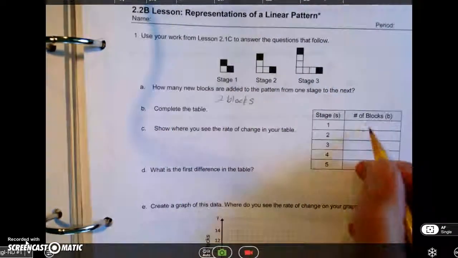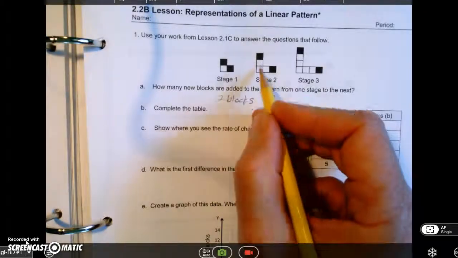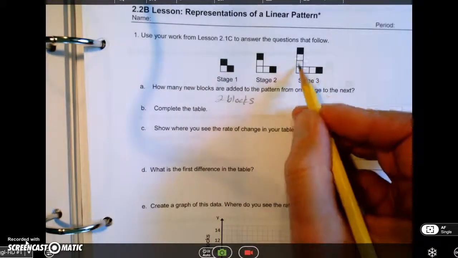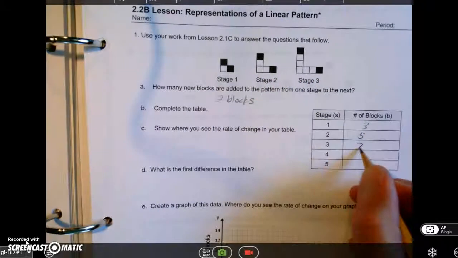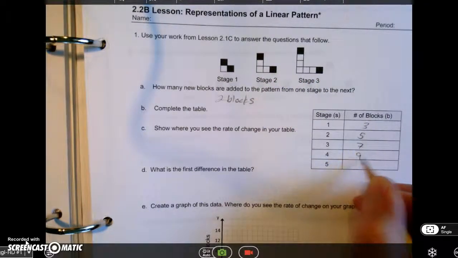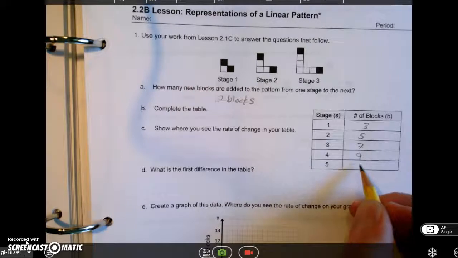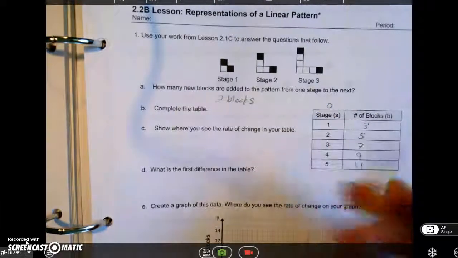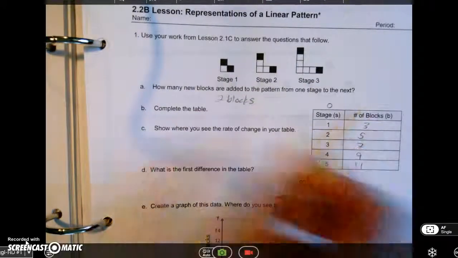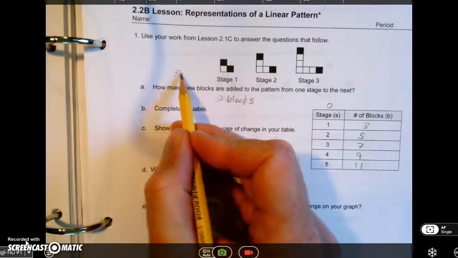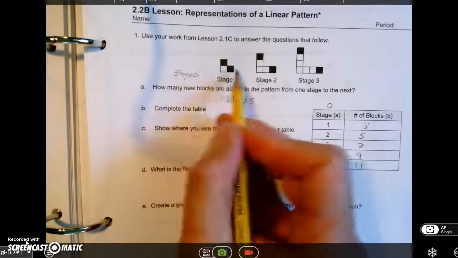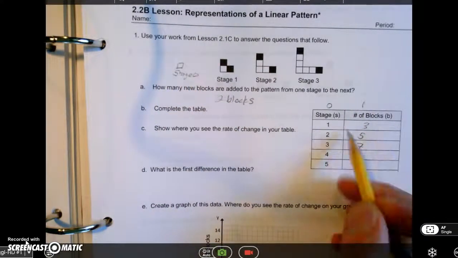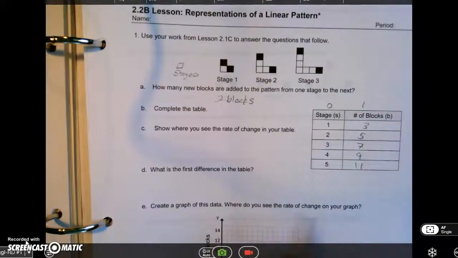So stage 1 has 3 blocks, stage 2 has 3 plus 2 more, which is 5, stage 3 has 1, 2, 3, 4, 5, 6, 7, right? Every time it goes up by 2. And that's something that we kind of already discovered before. And remember, I always ask you guys to try to fill in stage 0. So if I added stage 0 here, you would see that it would just be the one here. And it still follows this pattern of 2 blocks per stage.